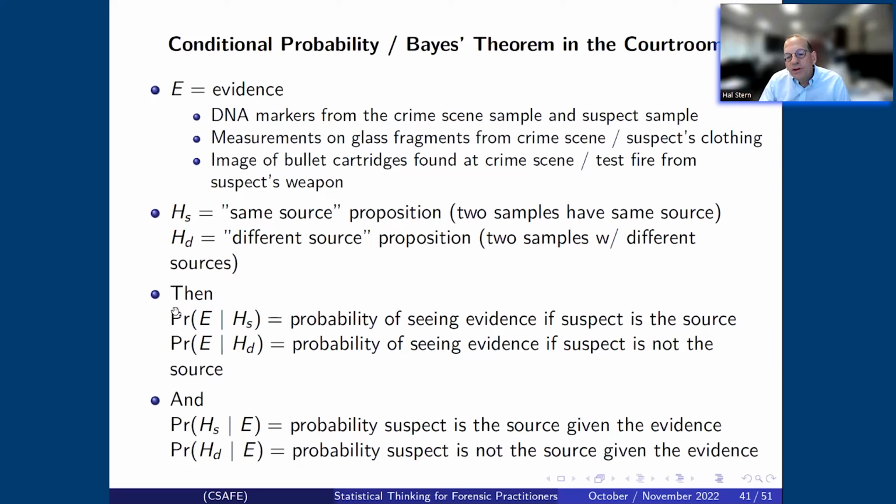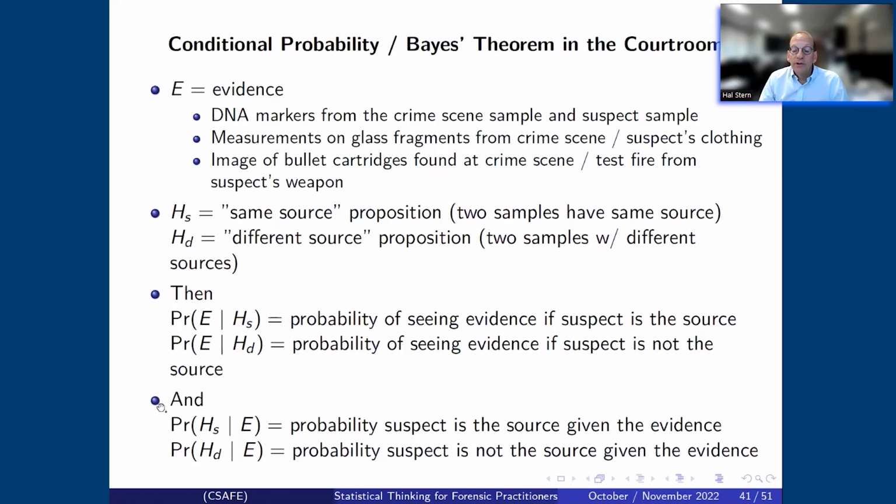And notice that there are two different ways of thinking about probability. The first bullet, where my hand is now, says we can ask about the probability of seeing evidence E if the suspect is the source of both samples. Or we can ask what's the probability of seeing evidence like this if the suspect is not the source of the evidence, so the suspect sample and the crime scene sample have different sources. These are probability statements that are trying to assign probability to the evidence. How likely am I to see evidence like this in different situations?